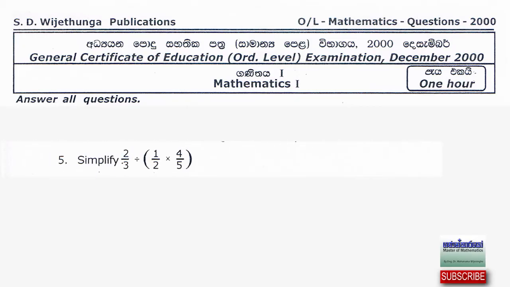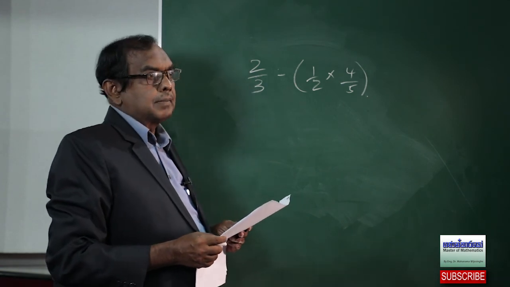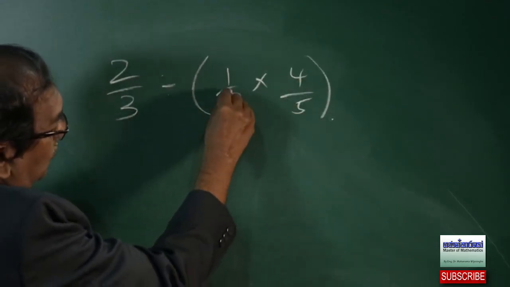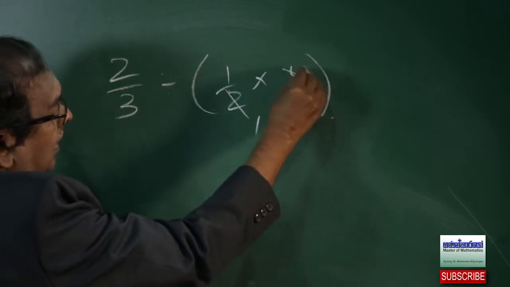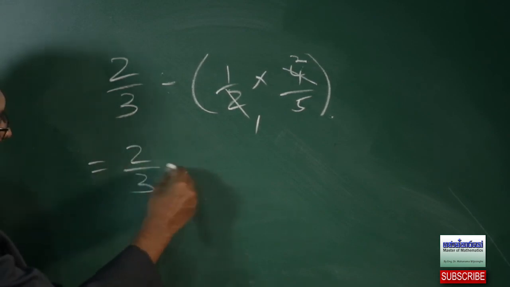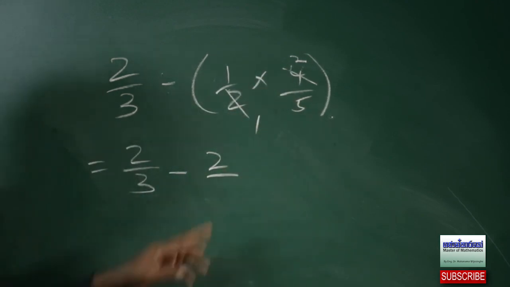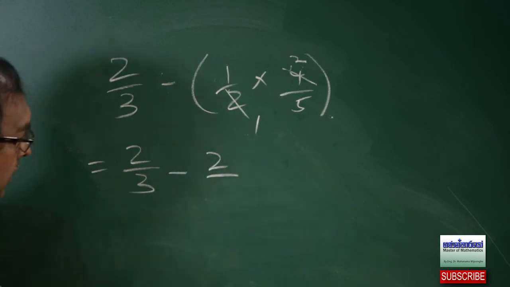Number 5. Simplify 2 divided by 3 divided by half into 4 by 5. For this type of question, first we have to solve the brackets. 2 and 4. 1 and 2 into 2 is 4. Then 2 by 3 minus 1 into 2. The answer is 2. And 1 into 5. The answer is 5.